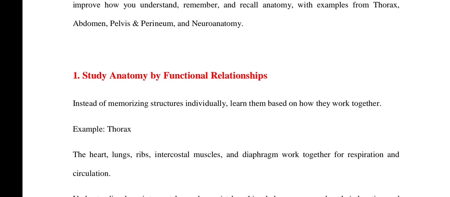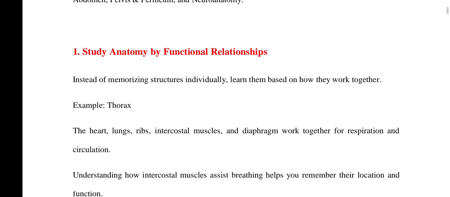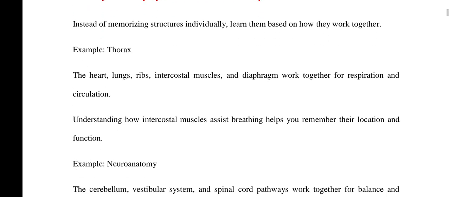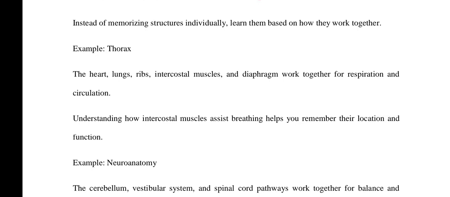And an example under thorax is the heart, the lungs, the ribs, intercostal muscles, and diaphragm. They work together for respiration and circulation. It will make it easier for you to remember. When you hear the heart, the lungs, the ribs, all these structures together, they work together for respiration and circulation. It's much easier to read them together and learn how they work together than just isolating each of these structures and learning about them. Understanding how intercostal muscles assist breathing helps you to remember their location and function.